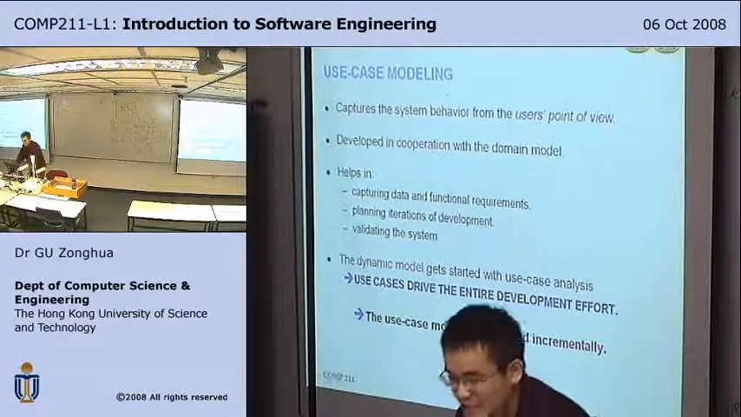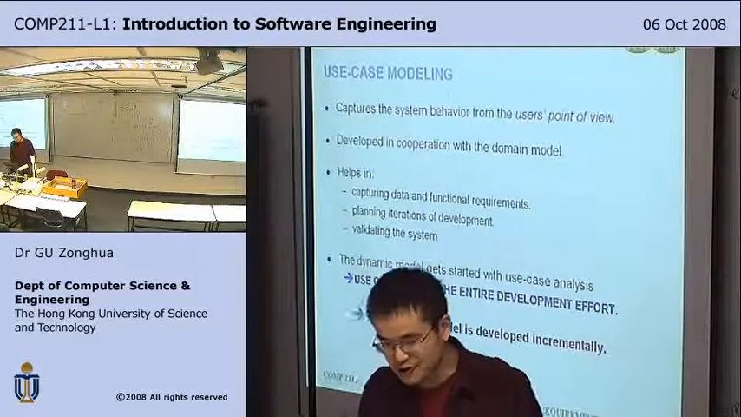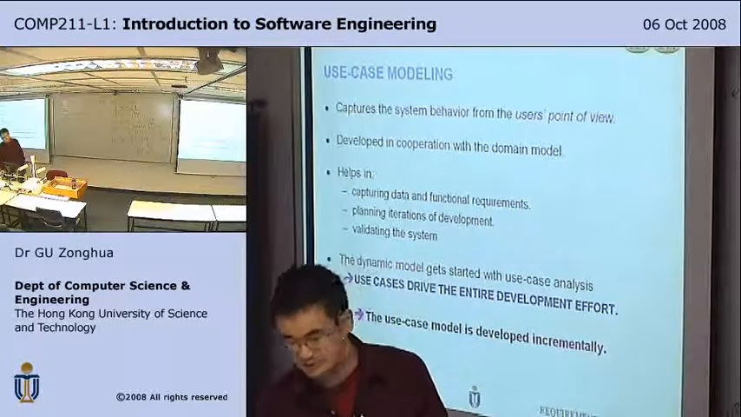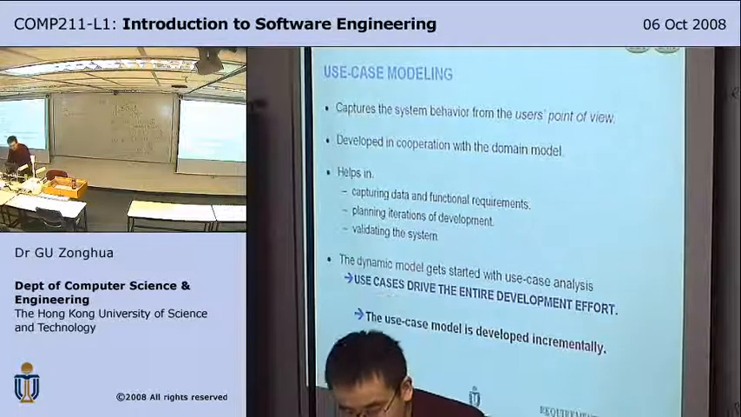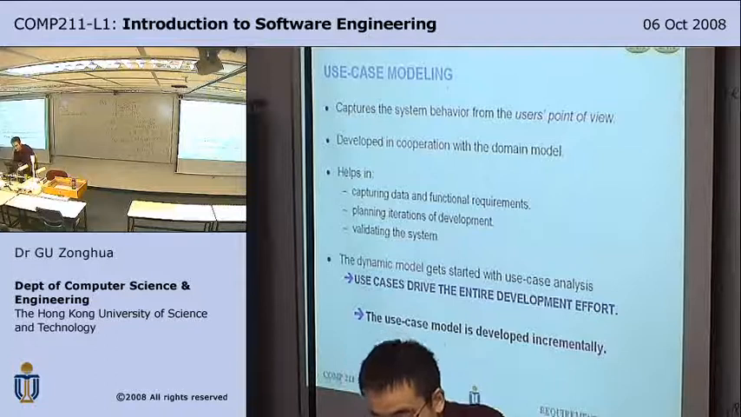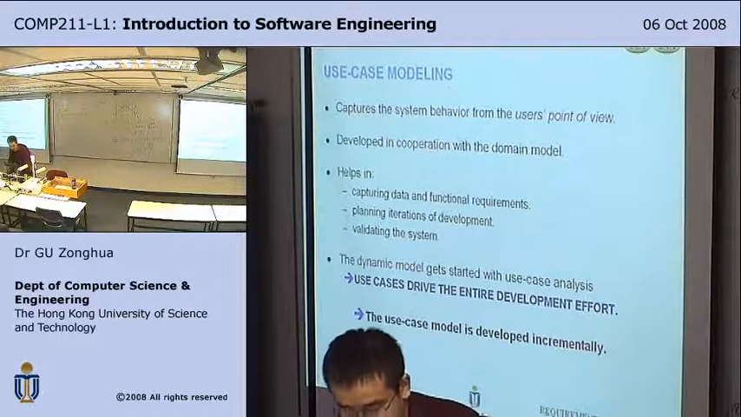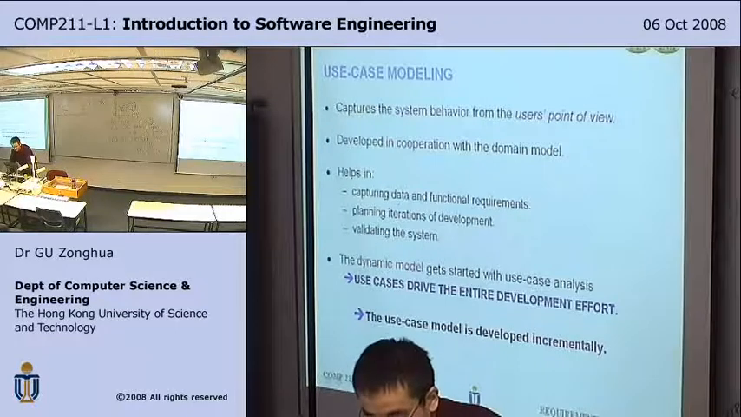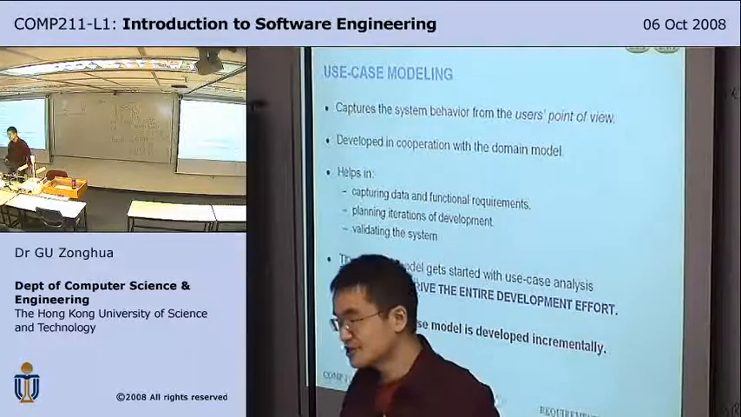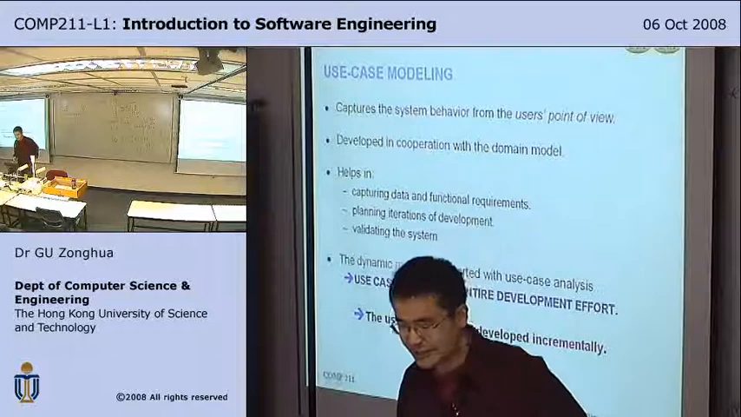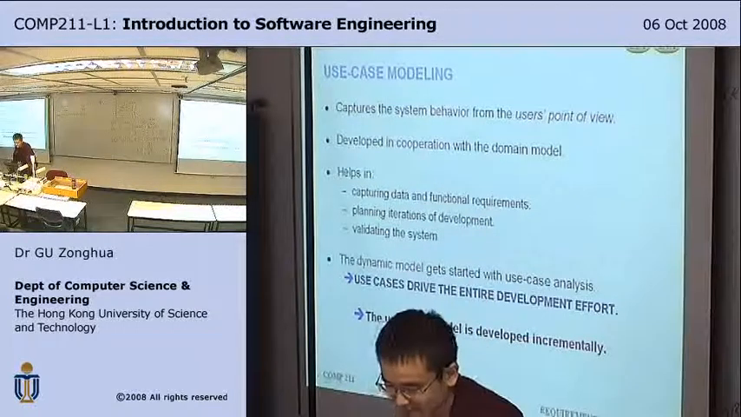So the use case modeling captures the system behavior from the user's point of view. That is, what the user can do with the system. Described in cooperation with the domain model, because the domain model provides the vocabulary, the basis on which you develop the use case model. Helps capturing data and functional requirements, planning iterations of development. In the early iterations, you focus on the most important use cases, and in the later iterations, you move on to the secondary use cases.